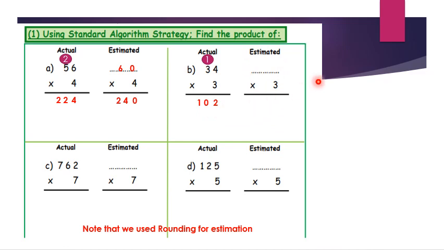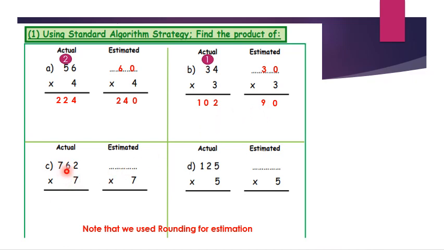Let's go to estimation. For estimation, we use rounding. First of all, 34 rounded to the greatest place value will be 30, because 4 is a weak number. It will be 30 by 3. Put down the 0, and 3 by 3 equals 9, so 90. Then 102 is the actual product, and the estimated product will be 90, which is reasonable.